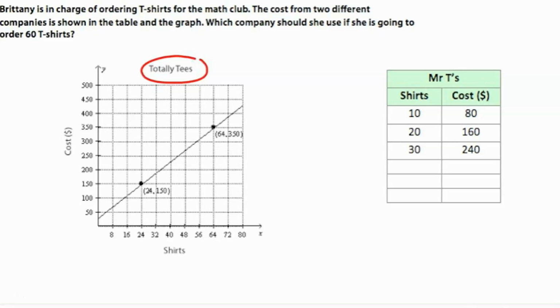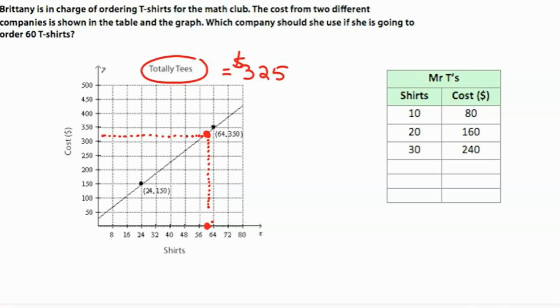So let's go ahead and find 60. So 60 is going to be between 56 and 64, directly in the middle. So that's the number of shirts. Now let's see, what does that correspond to in terms of a price? So it looks to be directly in the middle of 300 and 350. So we're going to say that this is going to equal $325.